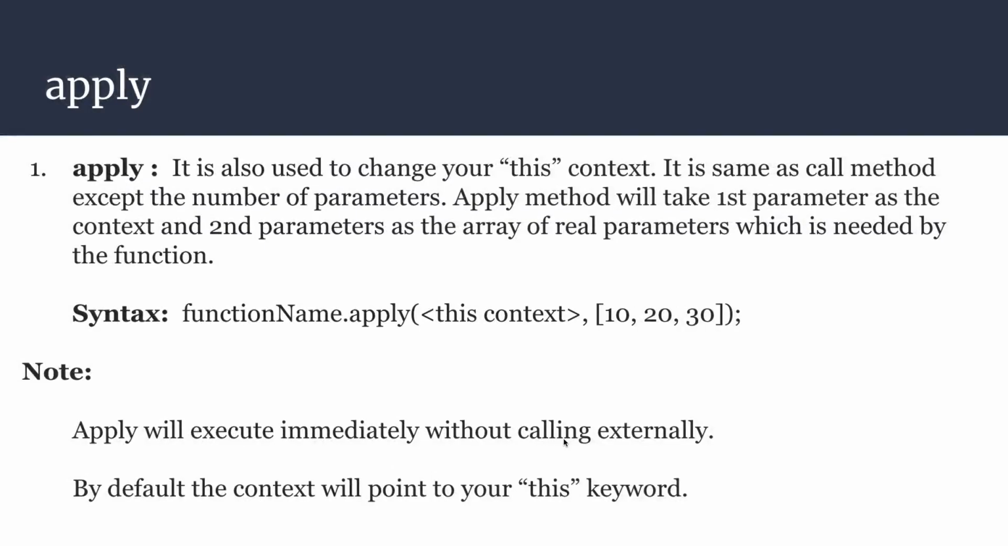Apply. To change your this context, it is the same as the call method except for the way parameters are passed. The apply method takes the first parameter as the context and the second parameter as the array of real parameters needed by the function. Function name dot apply with your this context, comma, the real parameters, whatever parameters your function requires. Note, apply will execute immediately without calling externally. By default, the context will point to your this keyword.